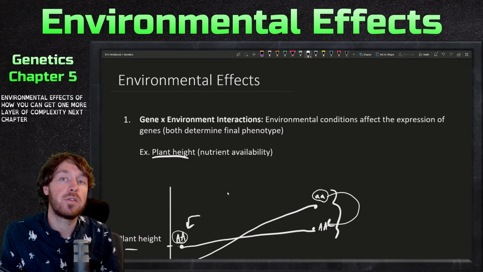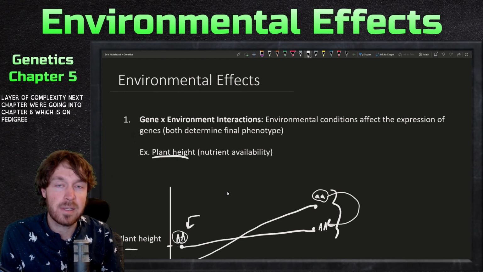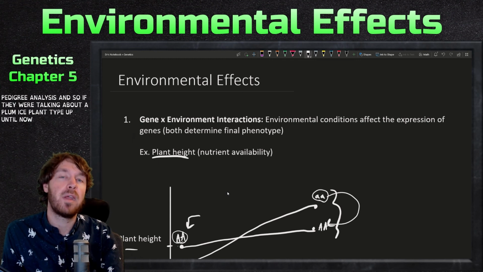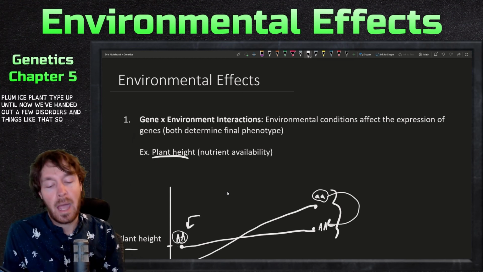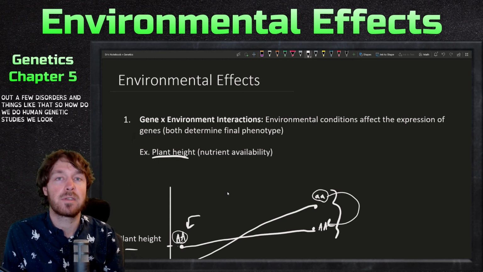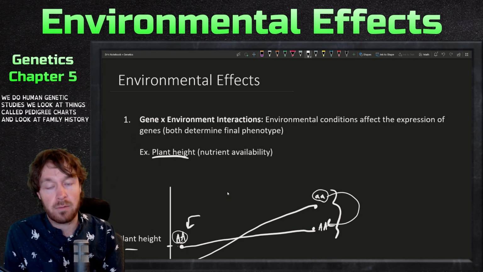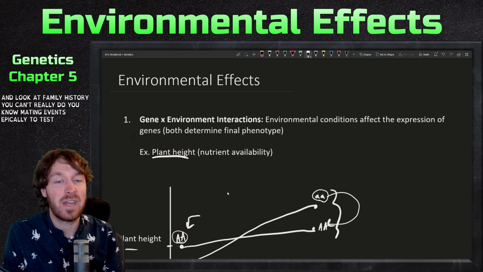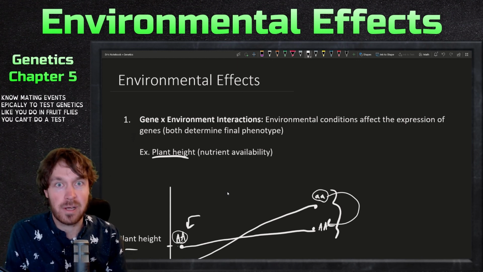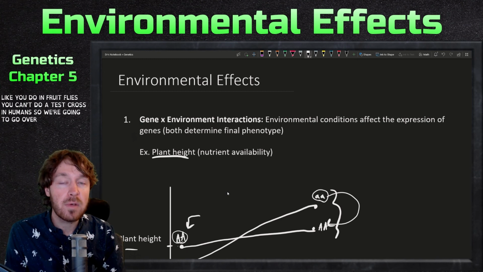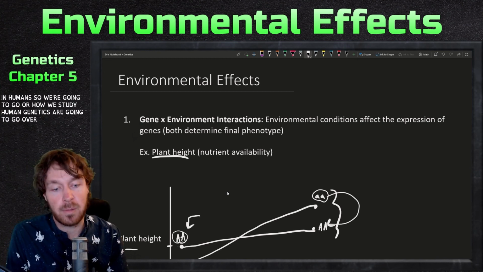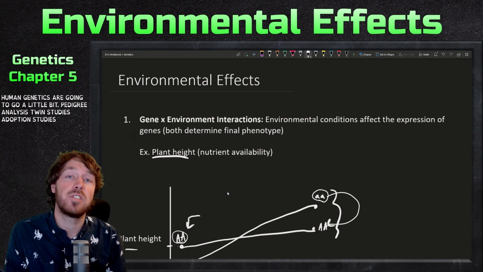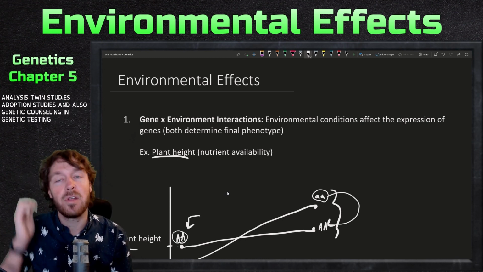Next chapter, we're going into chapter 6, which is on pedigree analysis. So if we're talking about Drosophila, mice, plant height up until now, we've hinted at a few disorders and things like that. So how do we do human genetic studies? We look at things called pedigree charts and look at family history. You can't really do mating events ethically to test genetics like you do in fruit flies. You can't do a test cross in humans. So we're going to go over how we study human genetics. We're going to go over a little bit about pedigree analysis, twin studies, adoption studies, and also genetic counseling and genetic testing for humans. So that's chapter 6.